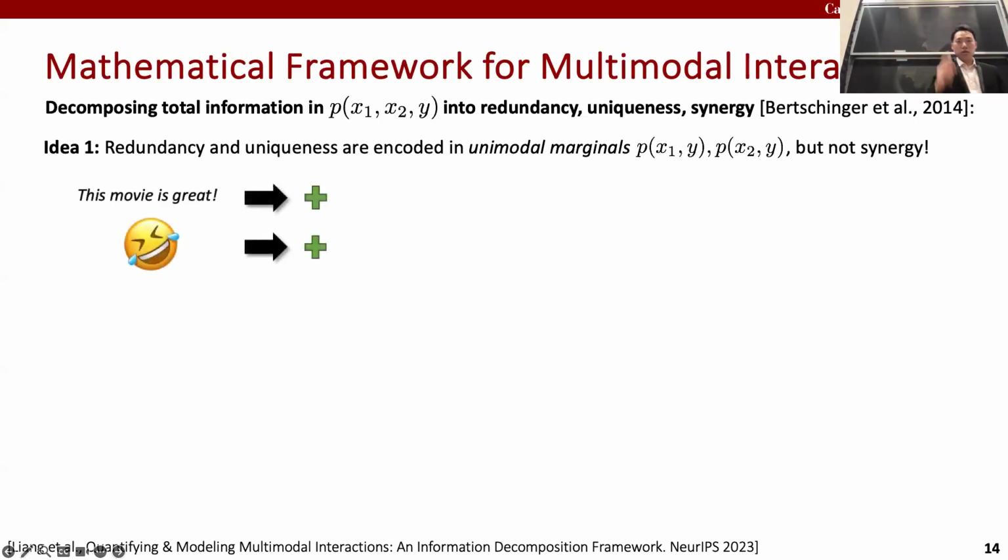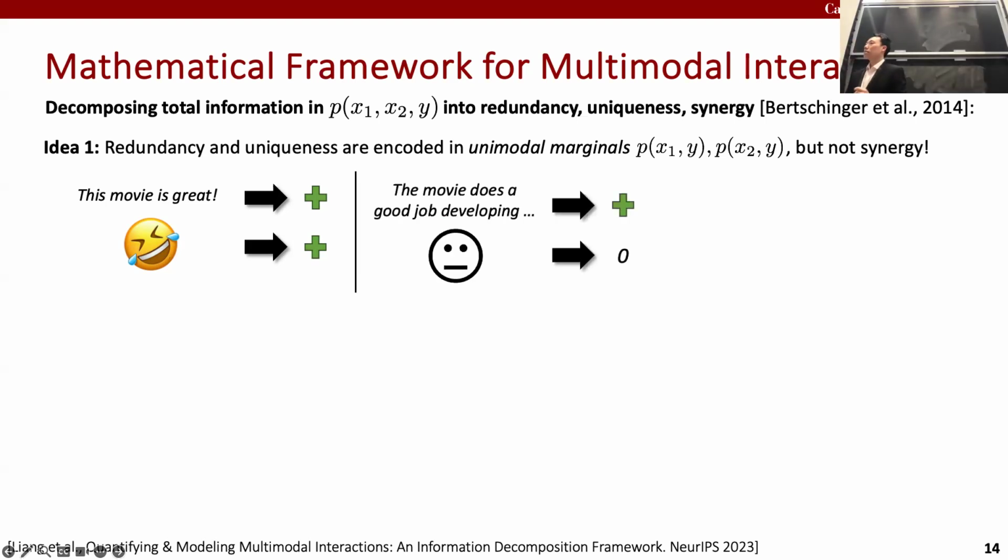To see that, we had our first example for redundancy. You were saying something positive in language, x1 to y was positive, and you were showing something positive in your gestures, x2 to y is positive. So just from x1 to y being positive and x2 to y being positive, from these marginals, you have the sense that there is redundancy in your data. In a second case, you're showing something positive in language, and you're showing something neutral in your expressions. x1 to y is positive, x2 to y is neutral. Again, just from these 2 marginals, you get the sense that there is uniqueness in your data.